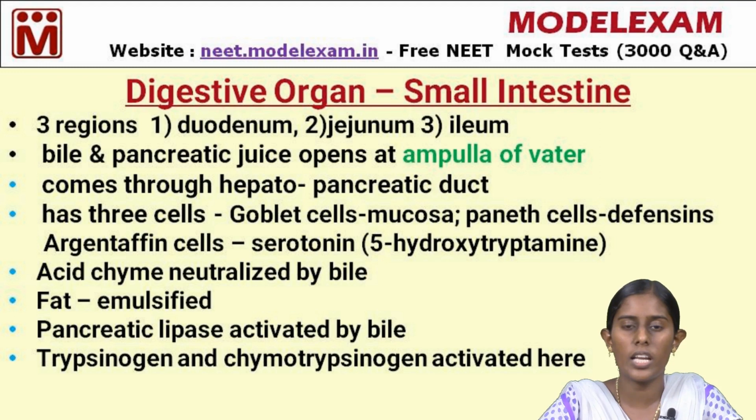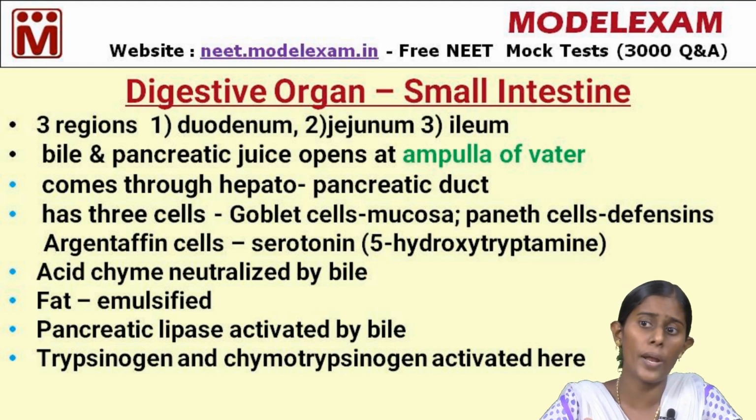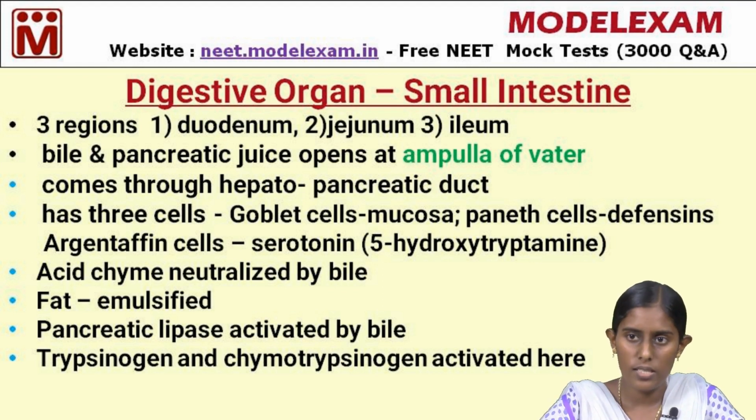In the small intestine, most of the digestive process ends in the duodenum itself, because pancreatic juice contains all the proteolytic enzymes and also the fat digesting enzymes. So these juices, bile juice and pancreatic juice, act on the chyme molecules, and the small intestine has some special cells, three main cells and some other cells also seen here.